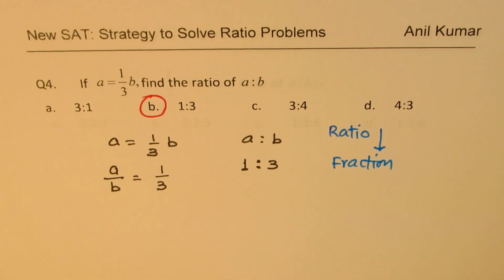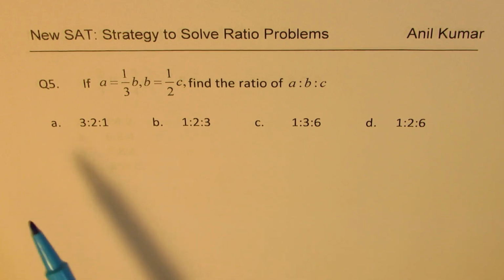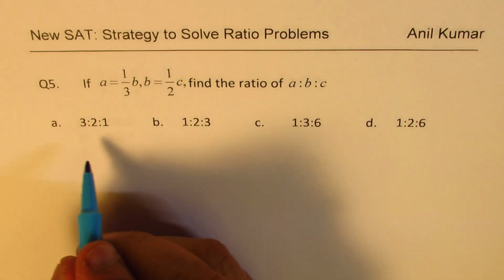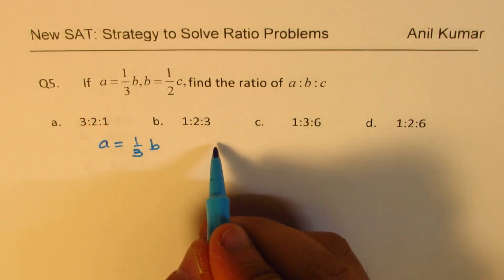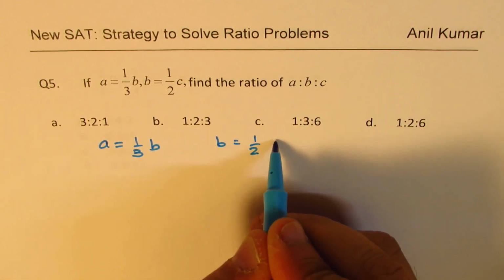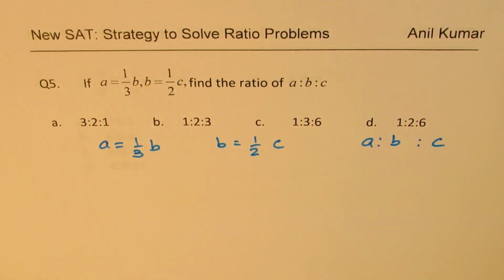So question number 5 is slightly more complicated. Again, complicated because we are now taking 3 things, A, B, and C, correct? Now let's try to understand. The first one here is that A equals 1/3 of B, and then we have B equals half of C, right? And we need to find what is A is to B is to C. You know this strategy. So you can actually pause the video and answer the question.